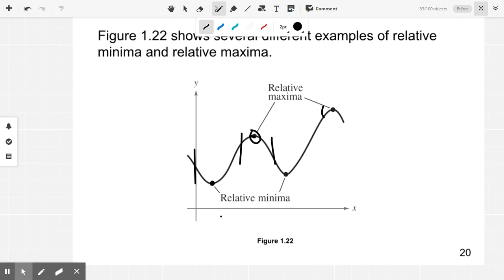All right. Now we're not talking about the absolute highest point on the graph. We're talking about within certain intervals. So if I were just looking at this interval from here to here, this is a relative maximum. If I was looking at the interval between here and here, this is a relative maximum. I'm looking between here and here on the x-axis. That's an interval, say from 0 to 2. This is a relative minimum.